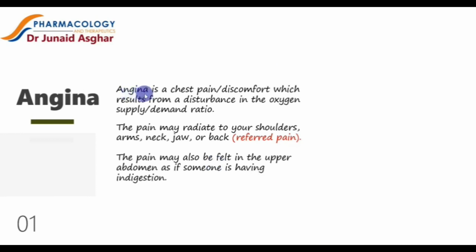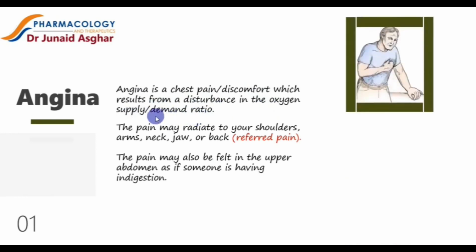So let's see what is angina. Angina is a chest pain or discomfort. We often say it's discomfort rather than pain, which results from a disturbance in the oxygen supply or demand ratio. But we shall have a closer look at this ratio disturbance in coming slides.